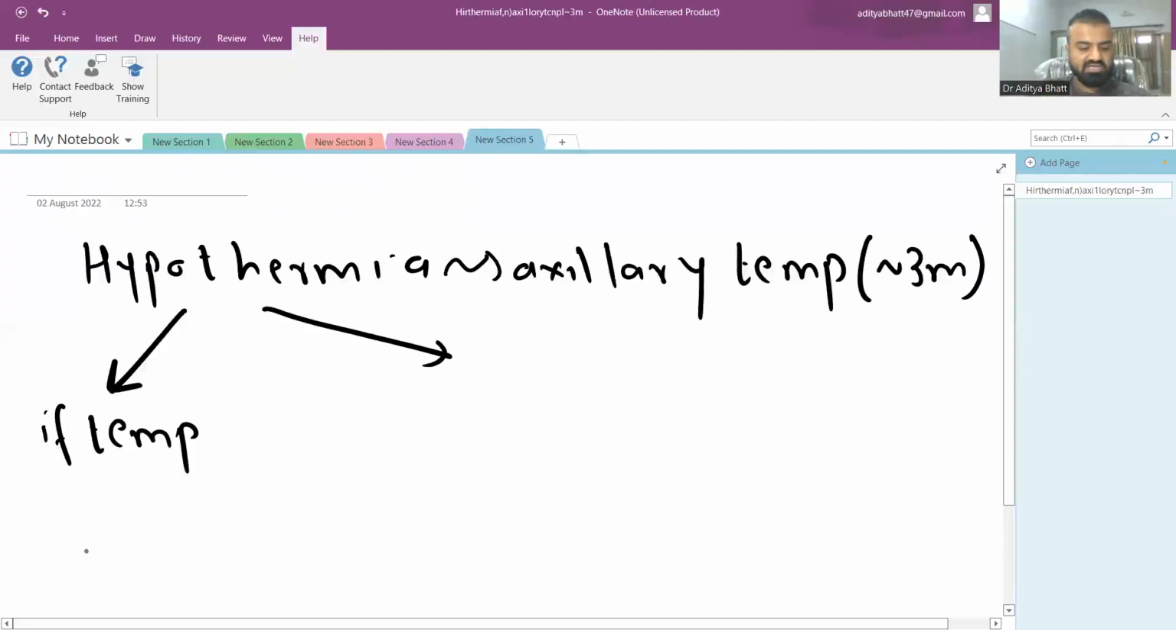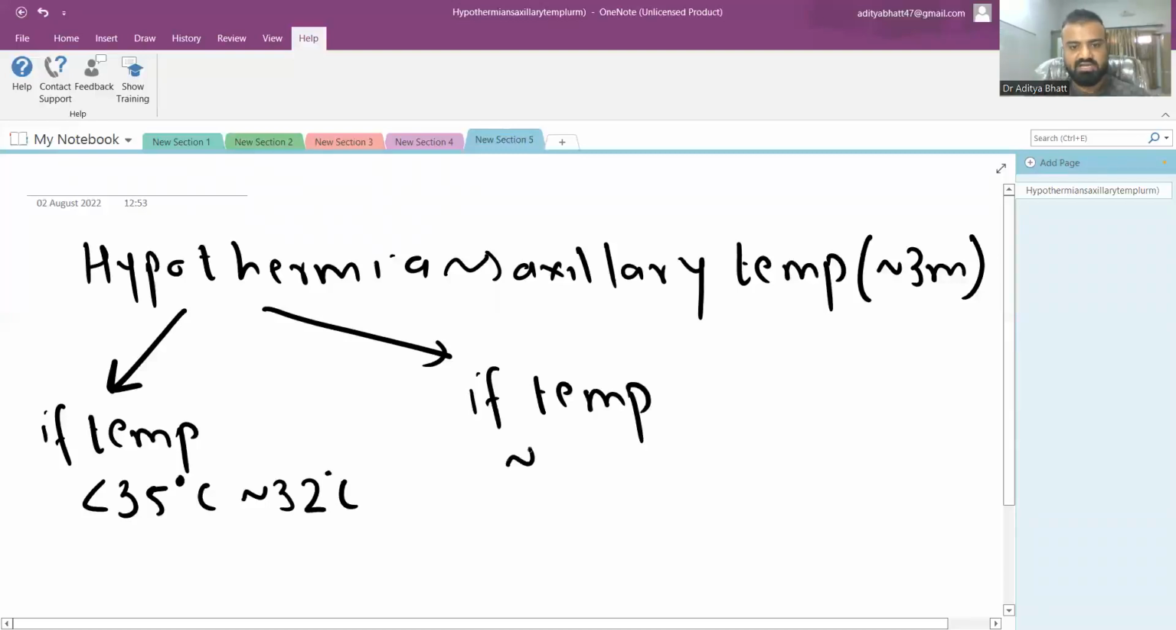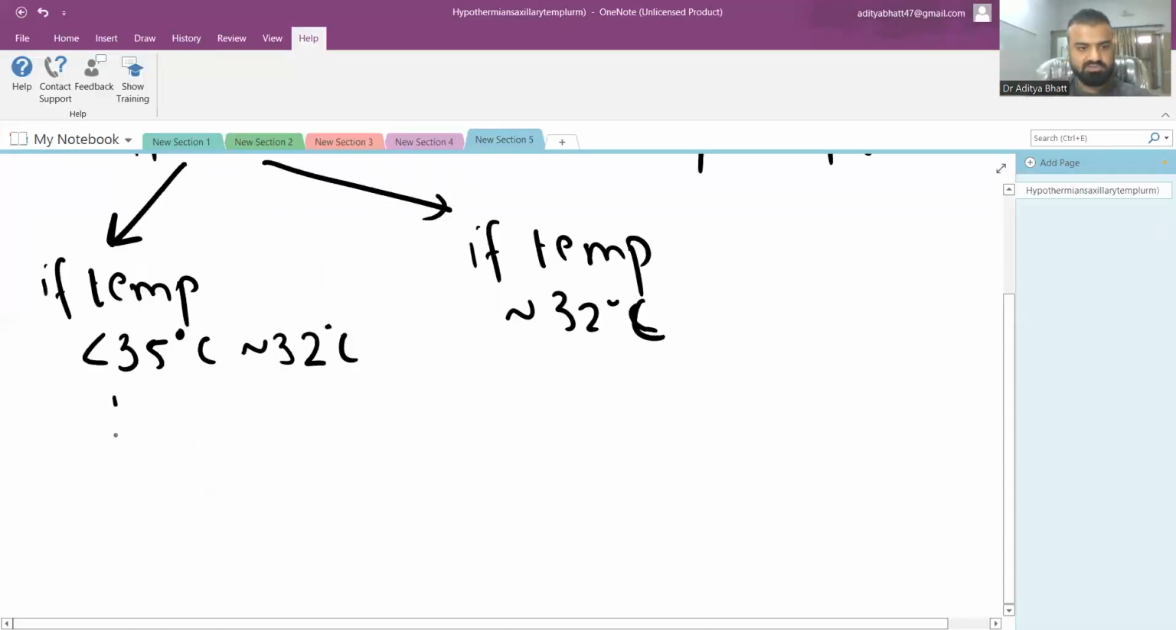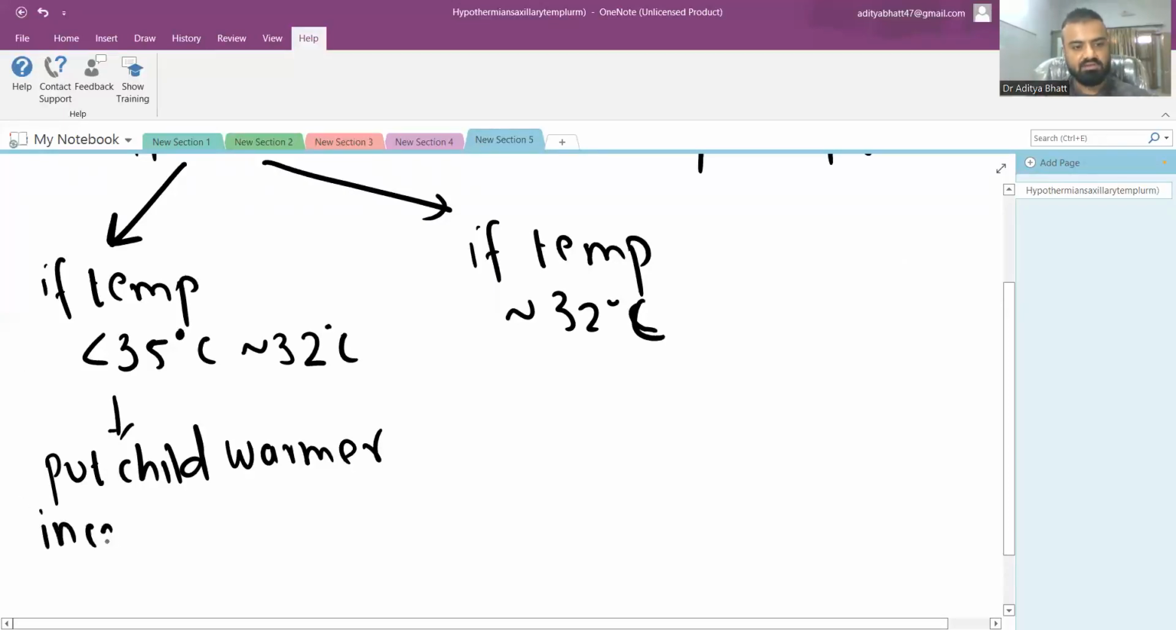So if the temperature is 32 to 35 degrees Celsius, or if the temperature is less than 32 degrees Celsius, then as I told you before, you have to assume that the child might be in sepsis. But first, you have to put the child under a warmer if you have one. Be careful not to overheat, and be slow. An overhead warmer might be used, an open system, or an incandescent lamp or bakery bulb.